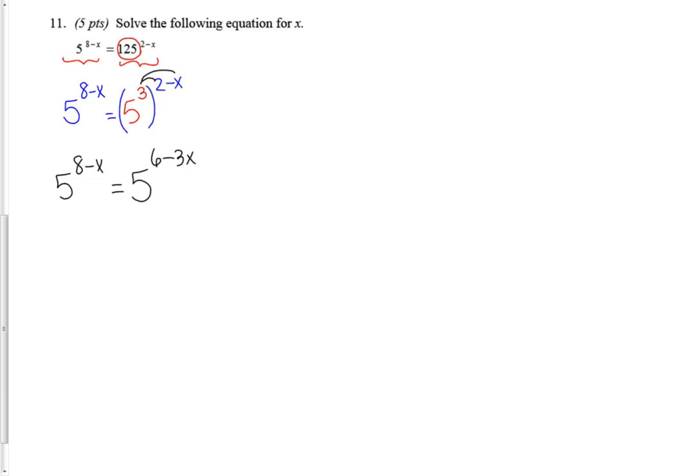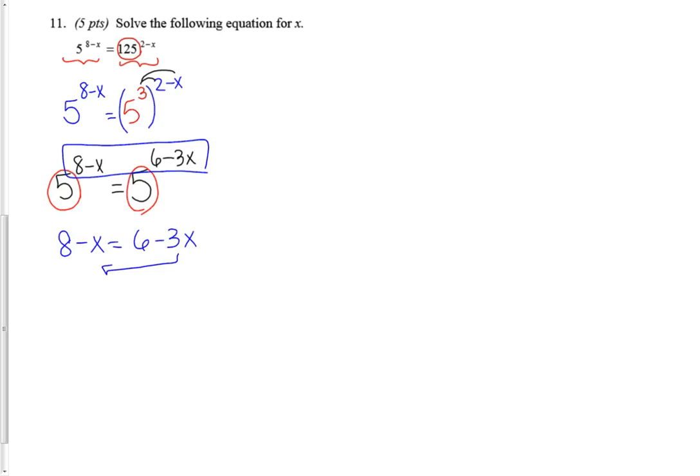If I have my bases the same, they're both 5s, then that means my exponents must also be equal. So I have 8 minus x is equal to 6 minus 3x. This is a standard linear equation. There's no exponents or anything in there. So I just want to get my x's on one side and the numbers on the other.